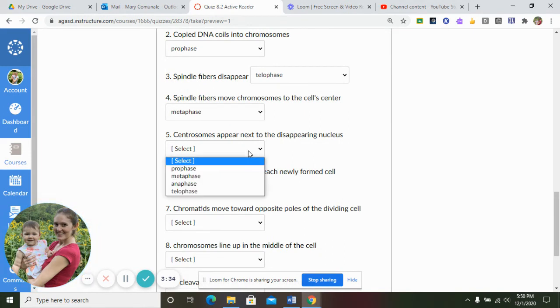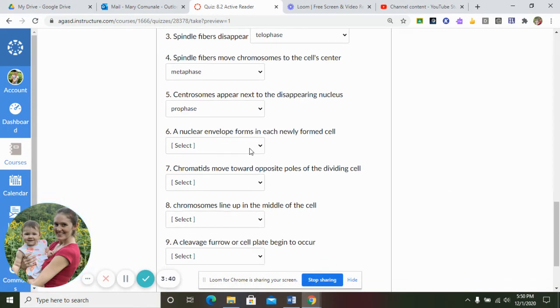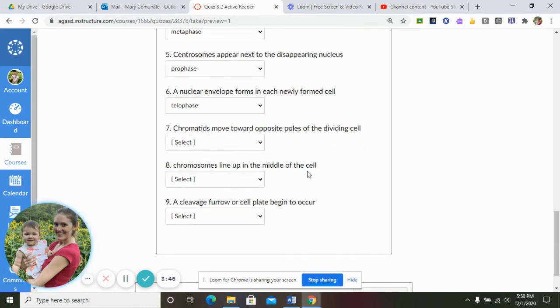Centrosomes appear next to the disappearing nucleus. That's going to be prophase. The nucleus disappears at the beginning. Nuclear envelope forms in each newly formed cells. So since we have newly formed cells, that's telling me it's telophase. Chromatids move toward opposite poles, so they're moving apart. Apart is anaphase. Chromosomes line up in the middle of the cell. Middle is metaphase. And a cleavage furrow or cell plate beginning to occur is going to be in telophase.